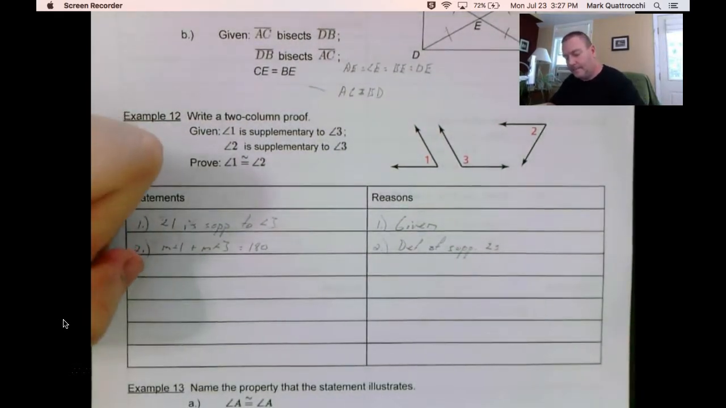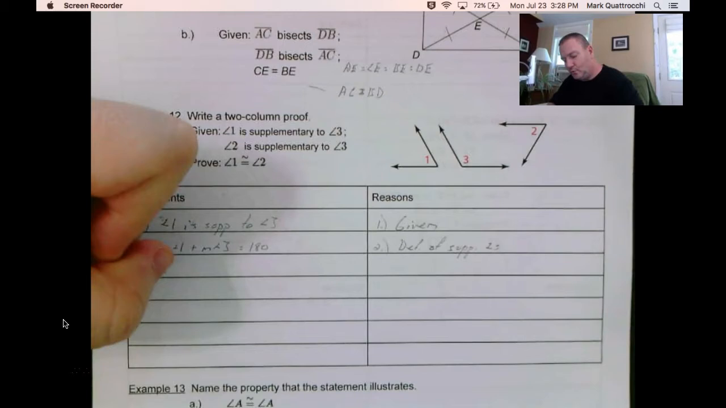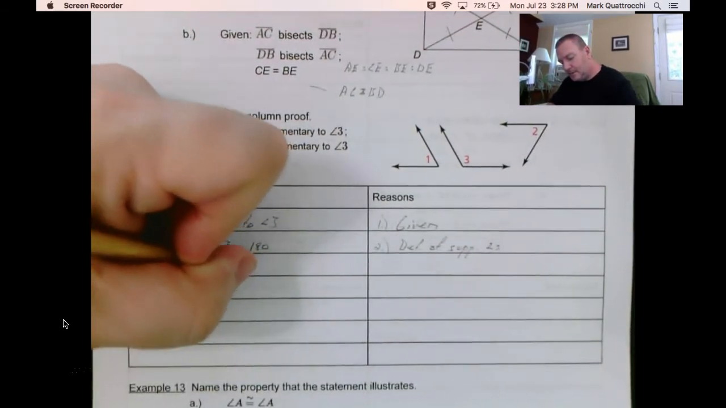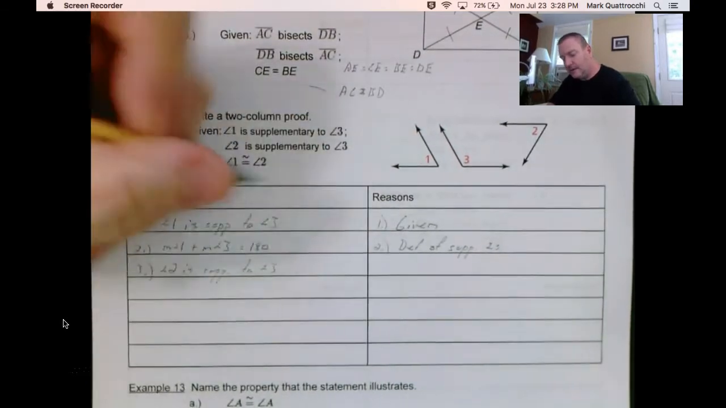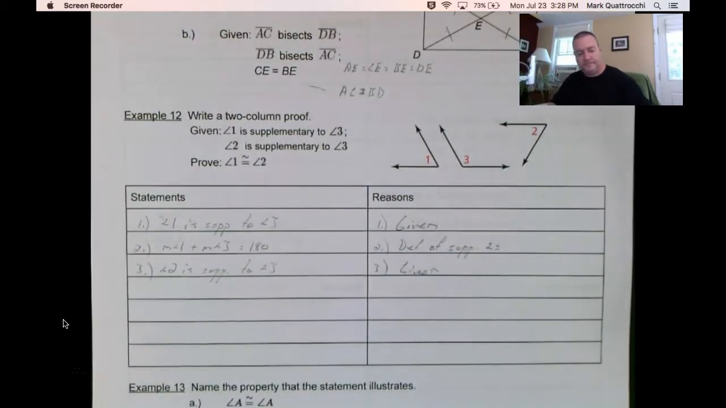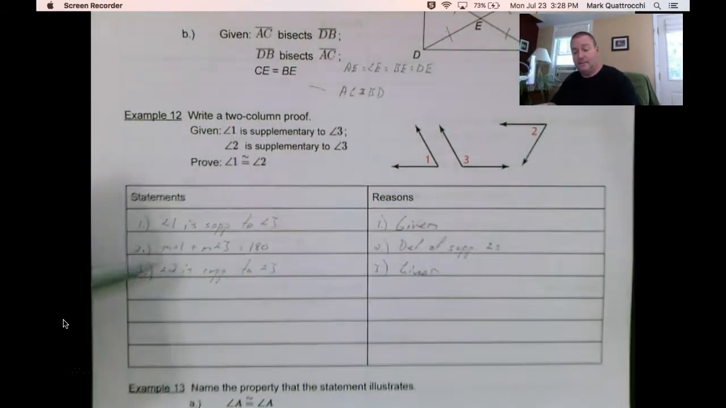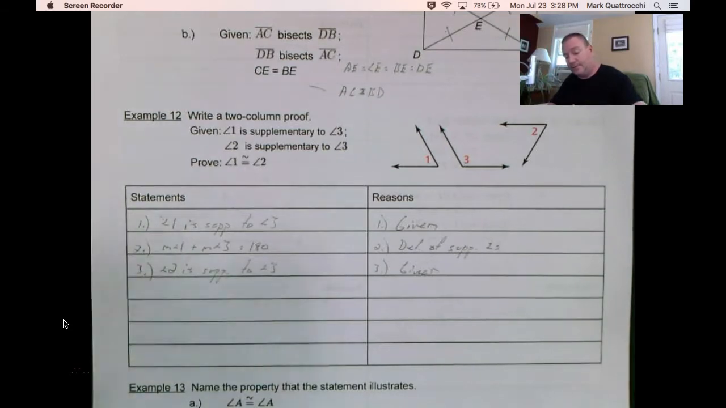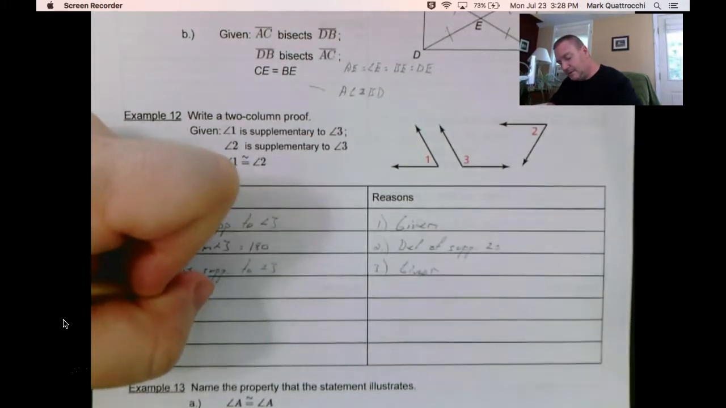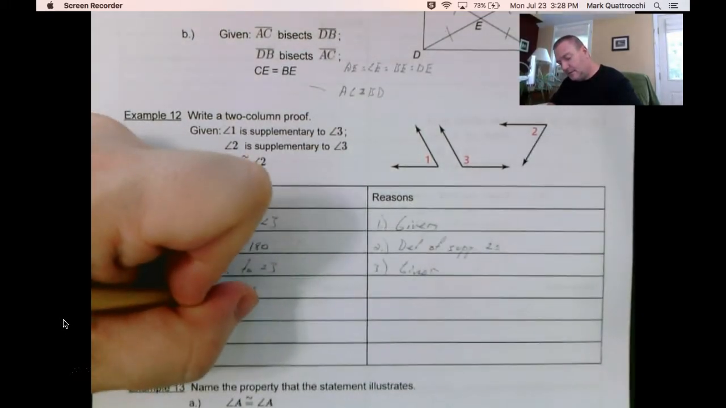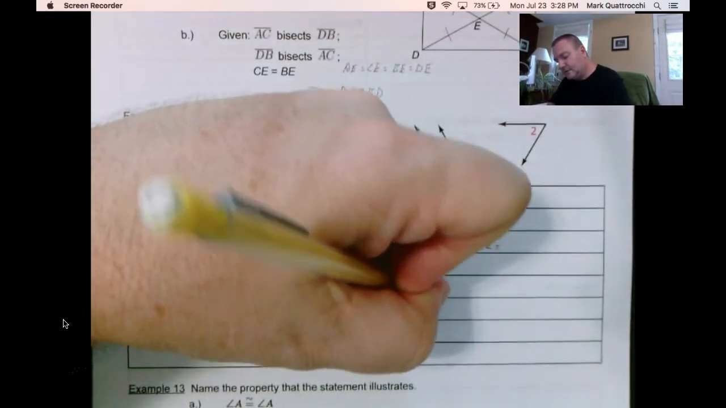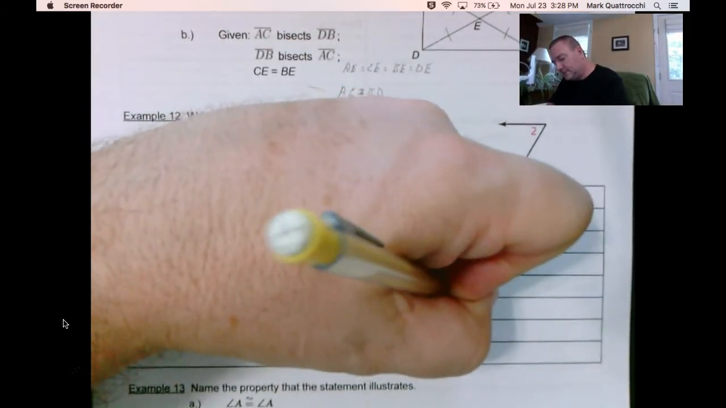Statement 3. Angle 2 is supplementary to angle 3, given. Okay, what does that mean? What does it mean for angle 2 to be supplementary to angle 3? It means the measure of angle 2 plus the measure of angle 3 equals 180 degrees. Again, because I know what the definition of supplementary angles is.